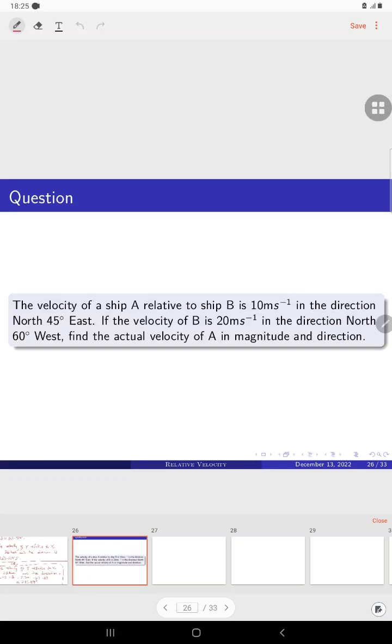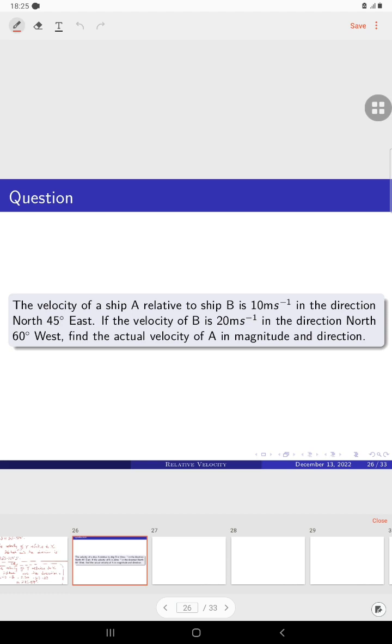Hi students, let's look at another example, still on relative velocity of inclined vectors. The velocity of a ship A relative to ship B is 10 meters per second in the direction north 45 degrees east. If the velocity of B is 20 meters per second in the direction north 60 degrees west, find the actual velocity of A in magnitude and direction.